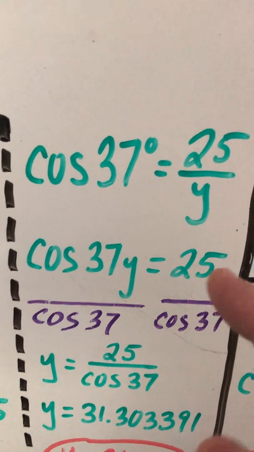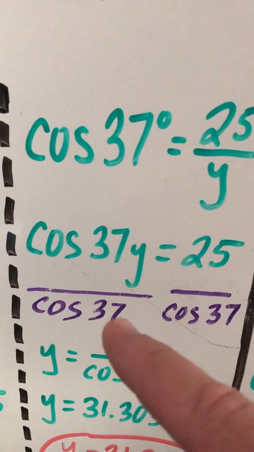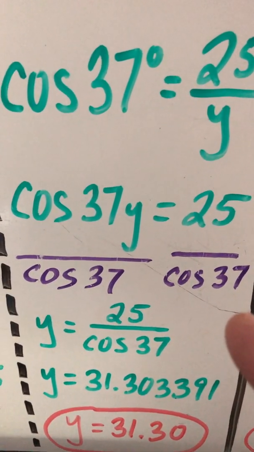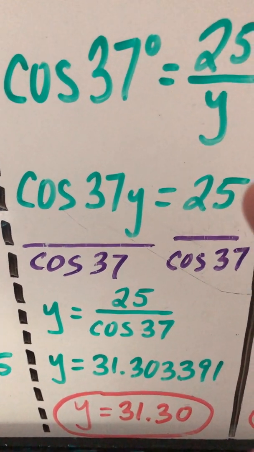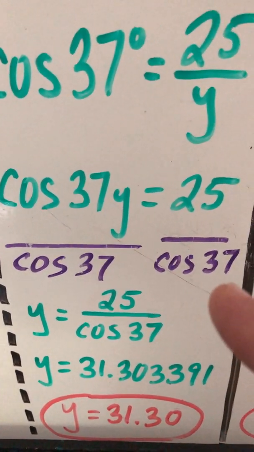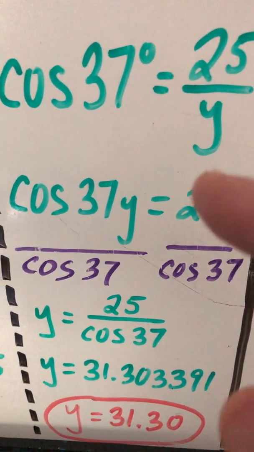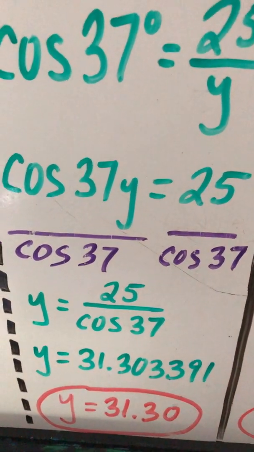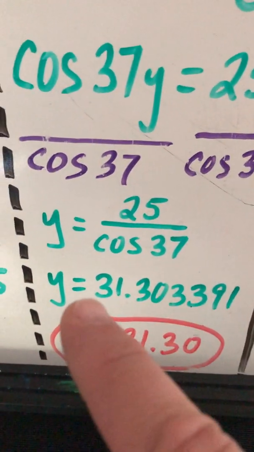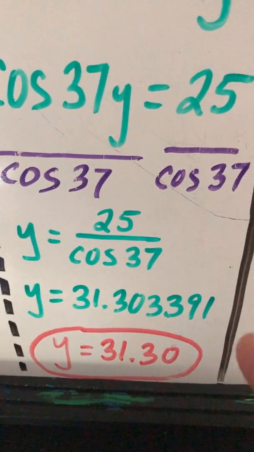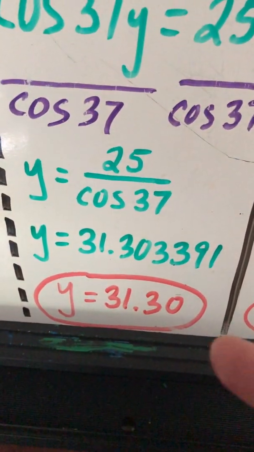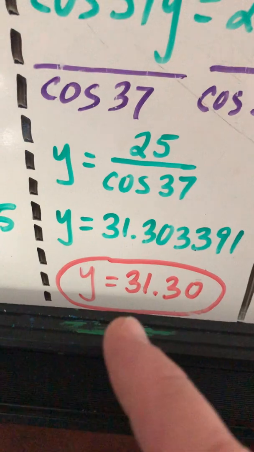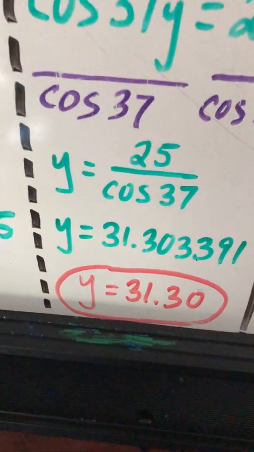So this time, instead of multiplying, I have to divide by cosine 37. So I'm going to do 25 divided by cosine 37. On a regular calculator, you can just do 25 divided by cosine 37. On the phone calculator, you do 25 divided by 37 cosine and hit equals. When you do that, you'll get 31.30, to the second decimal place. You could hit 31.3 in this case. It should mark it correct.